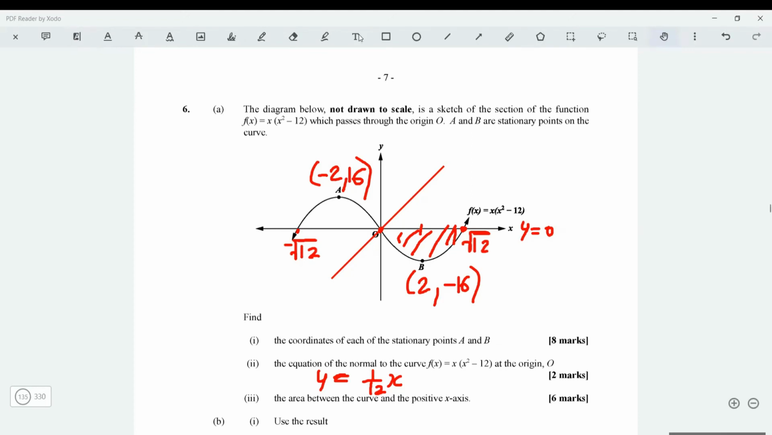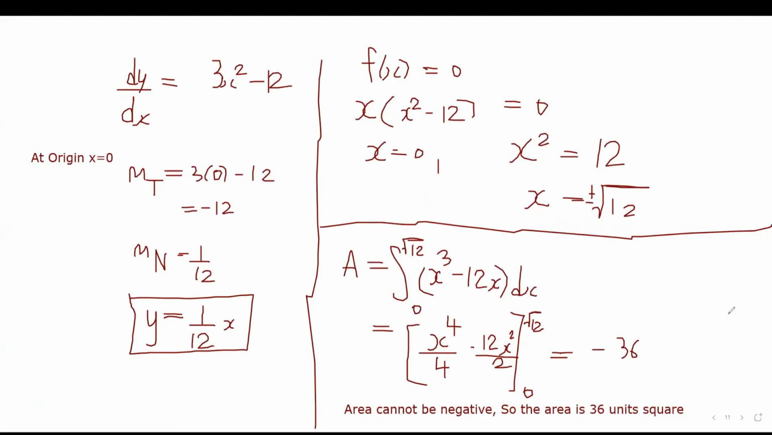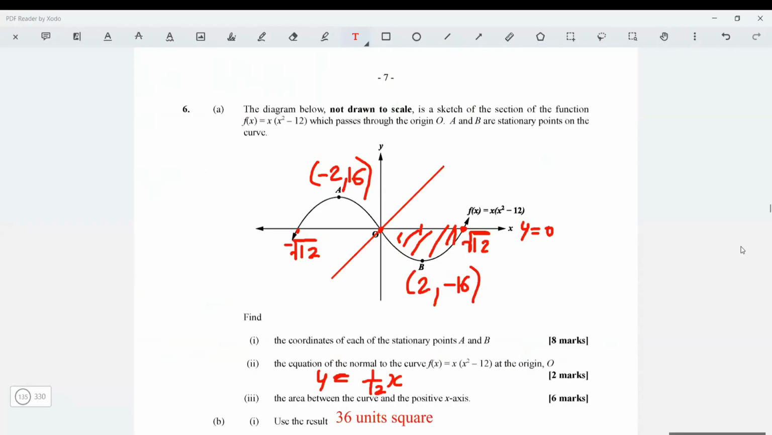Cool with that, Marika? Area is 36 units squared. That's the area, 36 units squared. Cool with that, Marika? Yes, sir. Nice. Now, this question now.